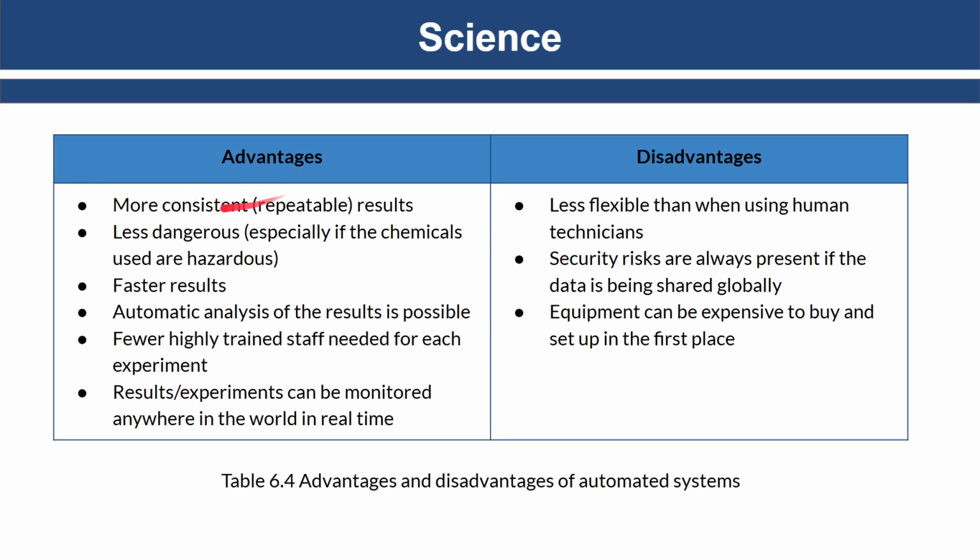What are the advantages? Number one, they are more consistent. Number two, they are less dangerous because automated systems can work in hazardous environments, so if the chemicals that are used are hazardous, okay. Then you get faster results. Then there can be automatic analysis of the results. Also, fewer highly trained staff are needed for these experiments. And then the results of experiments can be monitored anywhere in the world in real time.